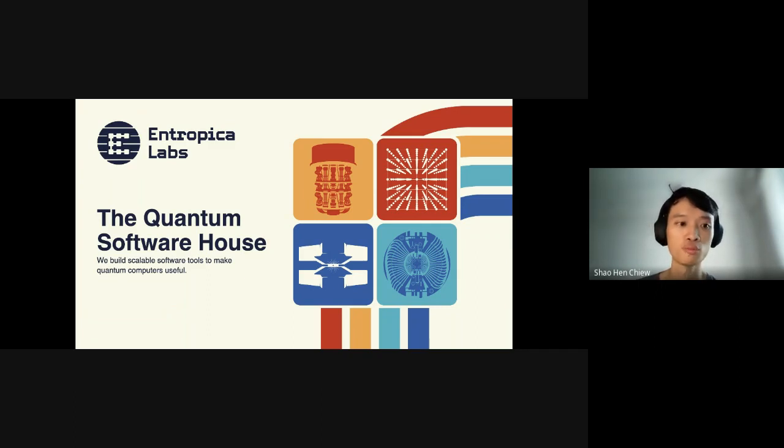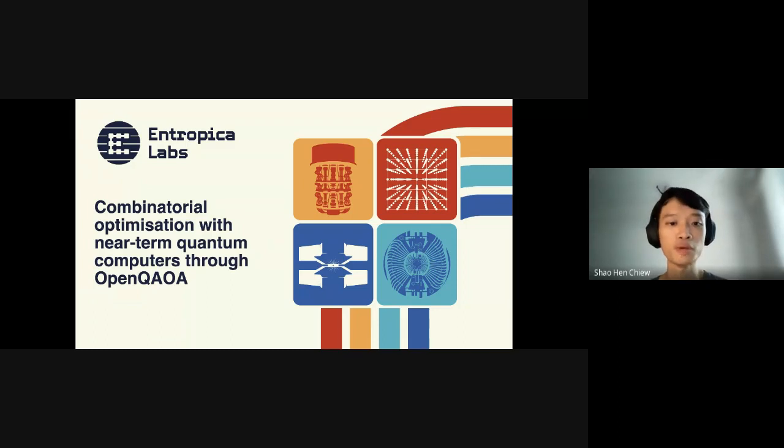A brief word about myself and the company before I begin the talk. I'm Shao Hen, and I'm a quantum computing scientist at Tropical Labs, as Alberto mentioned. We like to describe ourselves as a quantum software house based in Singapore that aims to build scalable software tools to make quantum computers useful. My role in the company is on the research and development of quantum algorithms for near-term quantum computers for practical applications.